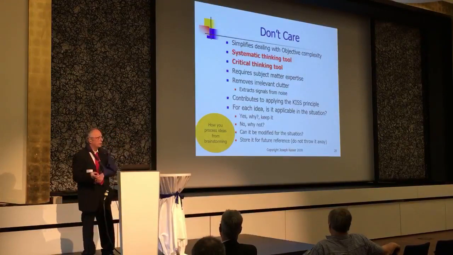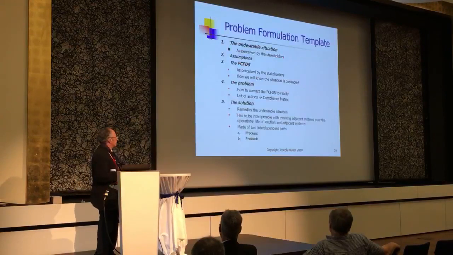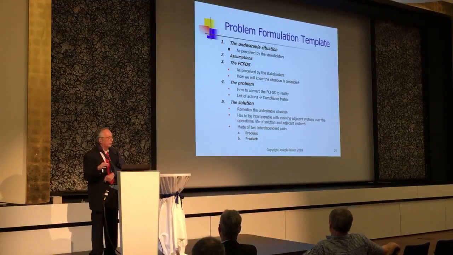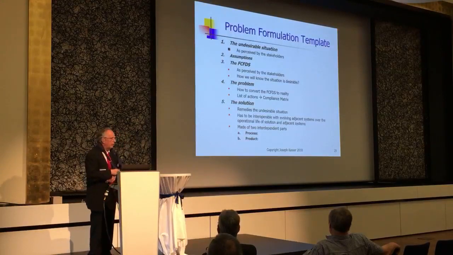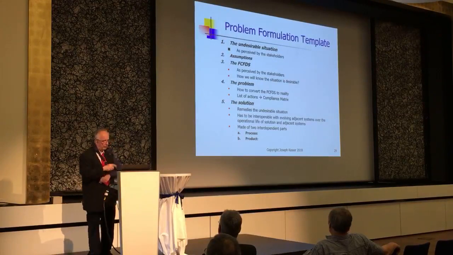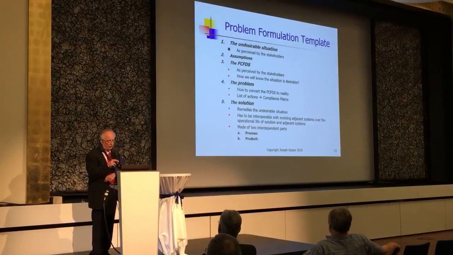So in each aspect, you have a problem. So the most useful tool is the problem formulation template. It has five parts. The undesirable situation, as perceived by the stakeholders. And what you're going to find is different stakeholders will perceive the situation differently. That's fine, you document it. The assumptions, critically important. The feasible, conceptual, future, desirable situation, as perceived by the stakeholders. And one way you can get stakeholders to agree on the future, whereas they can't agree on what's undesirable, is asking the question, how will we know that the situation is no longer undesirable? And some will say this is not there, others will say this is not there. So your problem becomes how to convert the FCFDS into reality.